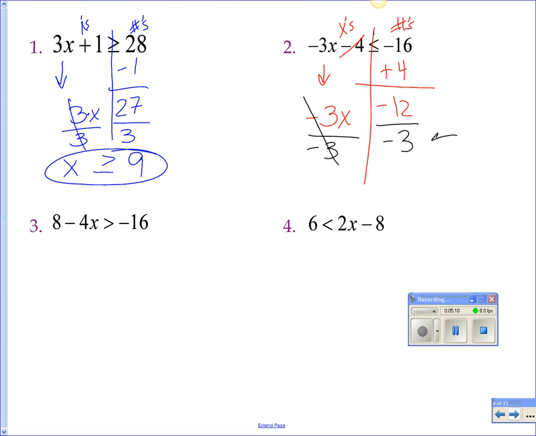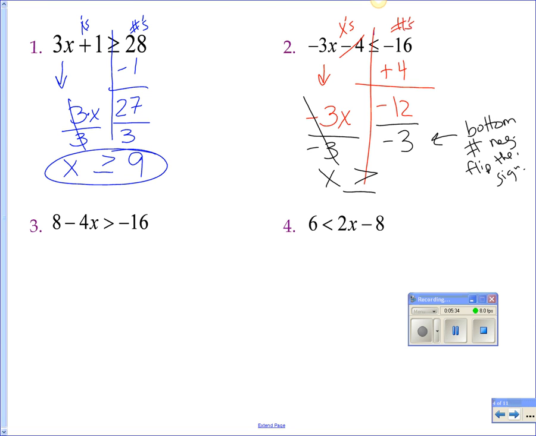Negative 3. When this bottom number is negative, you don't have to write this down. I just want to show you. When this bottom number is negative, you have to flip the sign. Okay? So, less than or equal to, flip. So instead of pointing to the left, it's going to point to the right. It's going to be greater than or equal to. So it flips. I'm left with x here.